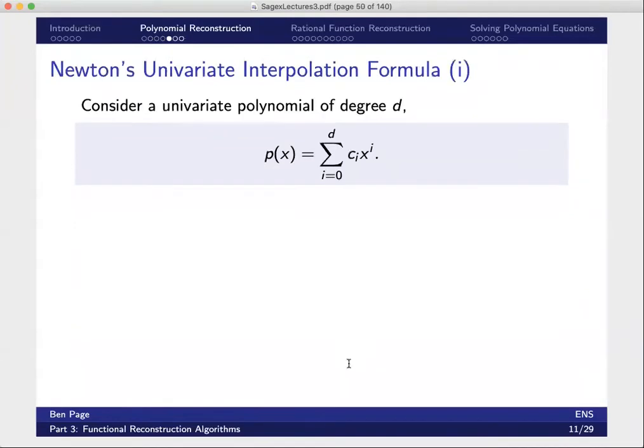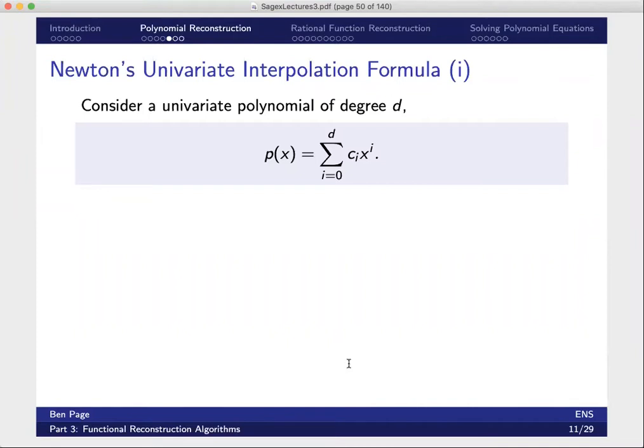Okay, so that was the Vandermonde approach, which allows us, if we have some knowledge from somewhere else about which terms are contributing, maybe for example we know the degree, then we can apply that approach. But what if we don't know the degree, or we have no knowledge other than the fact that we have a polynomial? Well, this is where we can apply Newton's approach.